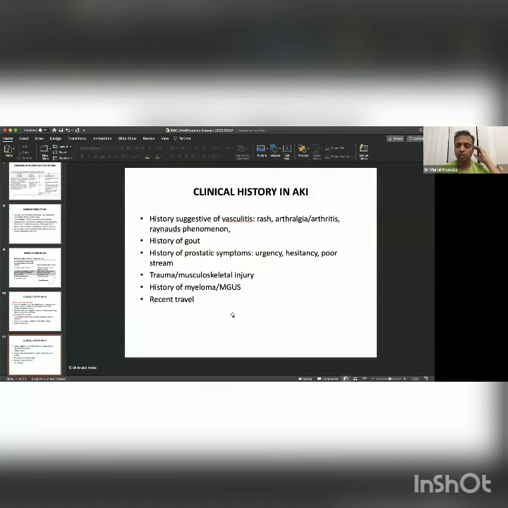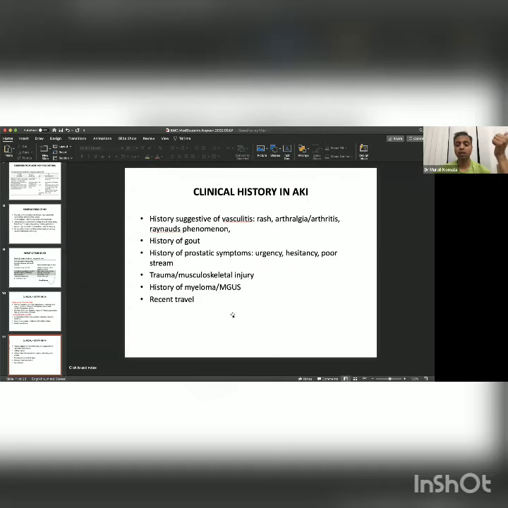Again, clinical history, if you want to look for any history to suggest any systemic process, you look for history suggestive of vasculitis. Do they have any rash? Do they have any joint pains? Do they have Raynaud's phenomenon? This could point towards any systemic problems like Sjogren's syndrome or lupus nephritis, which is very common.